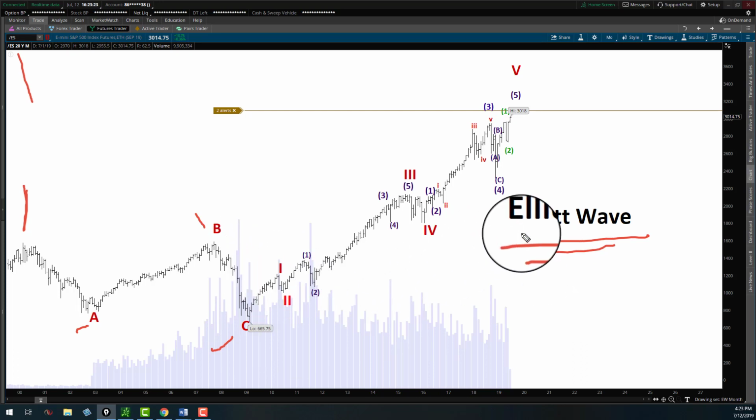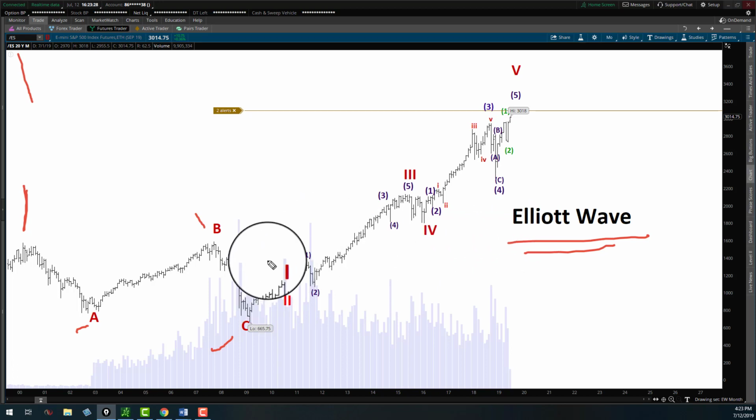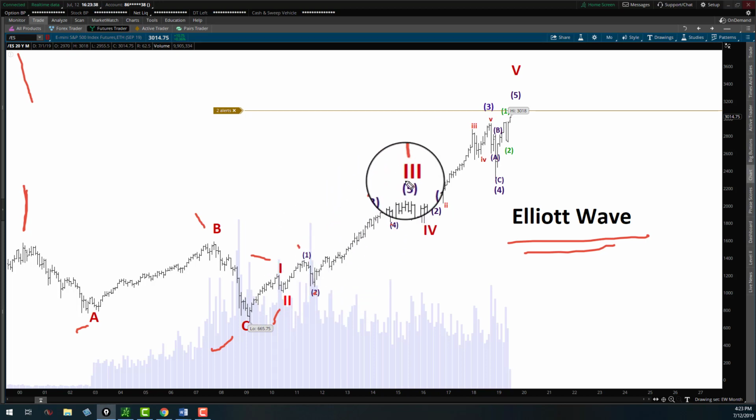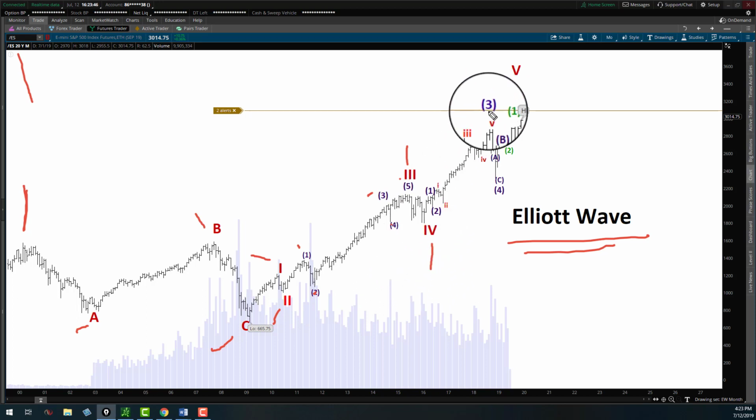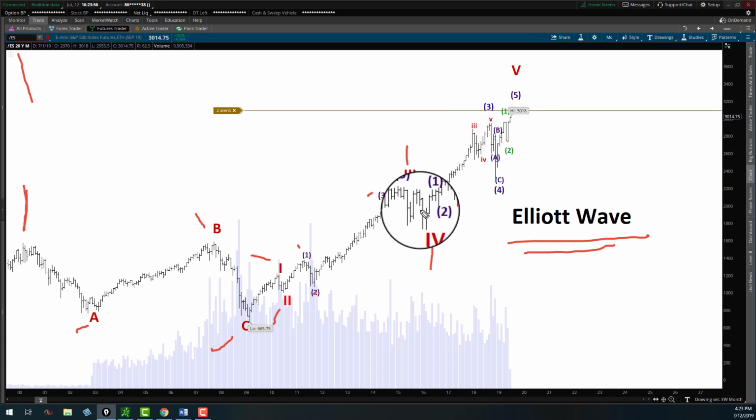Well, this is the way that I have it counted now. I have a couple of different ways that I could count this, but I have 1 here, 2 here, and then 3. This is 3 here, and 3 is made up of 5 waves: 1, 2, 3, 4, 5. That makes up the third wave. I've got an ABC correction here for 4. And now I'm looking for the 5th wave. Once the 5th wave is over, then hey, this bull market should be over, right? Right? Well, don't jump to any conclusions. So this is the way that I have this marked right now.